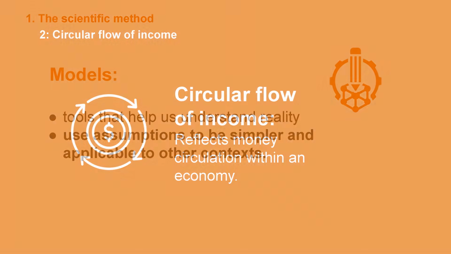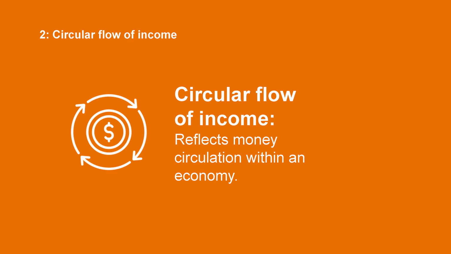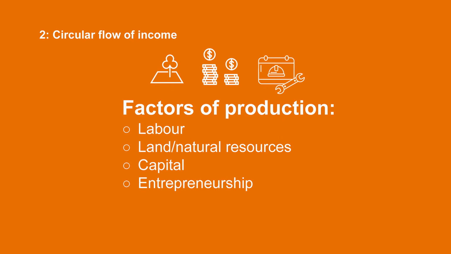Let's go. The first model we'll discuss is the circular flow of income. This is a model that reflects how money circulates in an economy. It is important to go over some concepts first. First, we must consider factors of production. The factors of production are the inputs used in every or most production processes. This involves labor, the use of land or natural resources, capital, which is the investment, and entrepreneurship, which stands for the risk-taking activity of setting up a business.